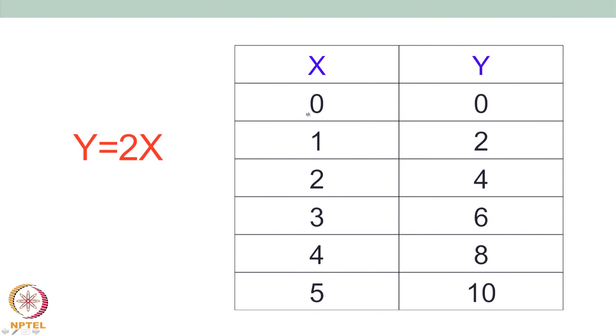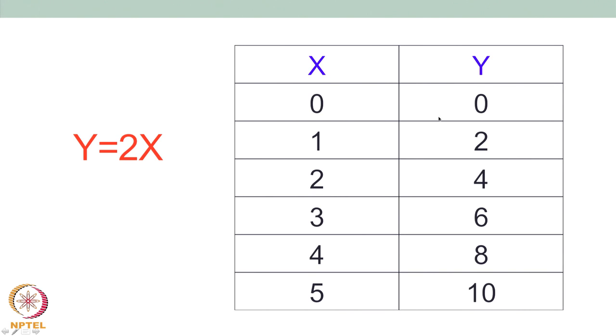So, when x is 0, 2 times 0 is 0. When x is 1, 2 times 1 is 2. When x is 2, 2 times 2 is 4. When x is 3, 6. 2 times 4 is 8, 2 times 5 is 10. So, this table essentially represents this equation, that the y value is 2 times that of the corresponding x value. That is what this means.